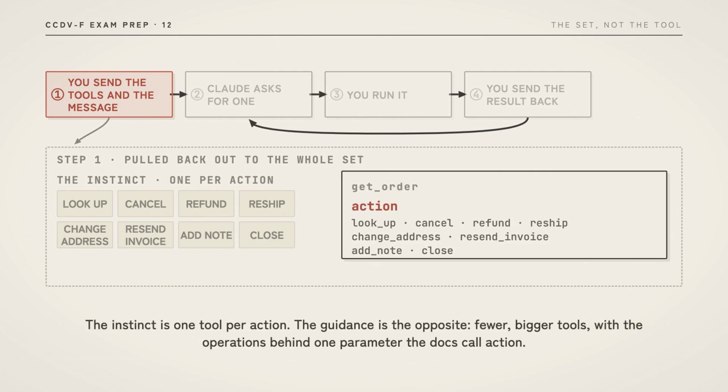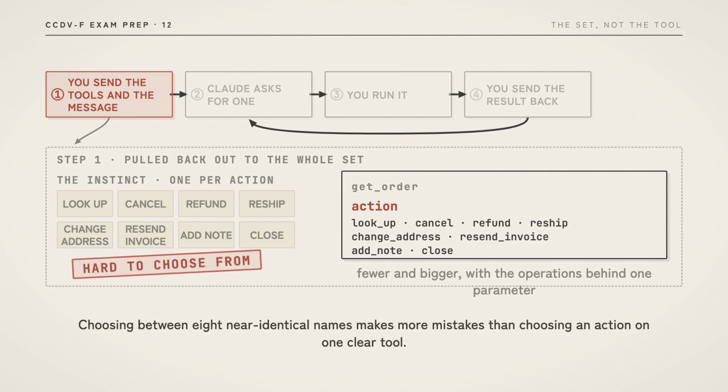The instinct is one tool per action. The guidance is the opposite. Fewer, bigger tools with the operations behind one parameter, the docs call action. Choosing between 8 near identical names makes more mistakes than choosing an action on one clear tool.